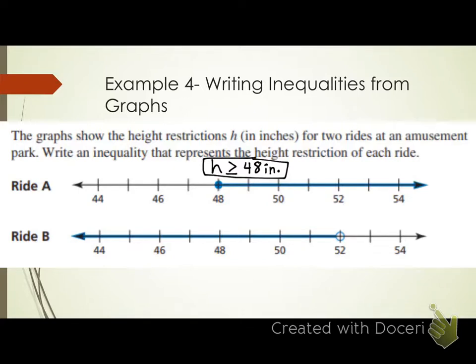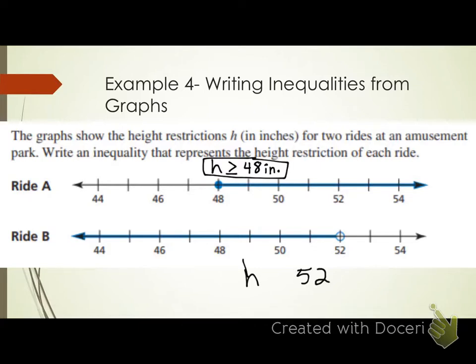Okay. Ride B. Just looking at the graph, what are my height restrictions here? 52 and lower. Are you sure it's 52 inches or shorter? Yeah, it's just everything less than 52 inches. Is 52 included? No. So I can't say 52 inches or shorter, can I? No. It's just less than 52 inches, right? So what's our variable again? H. What number is the circle on? 52.